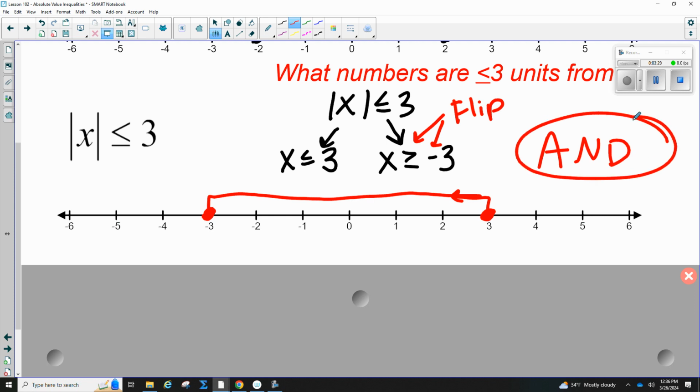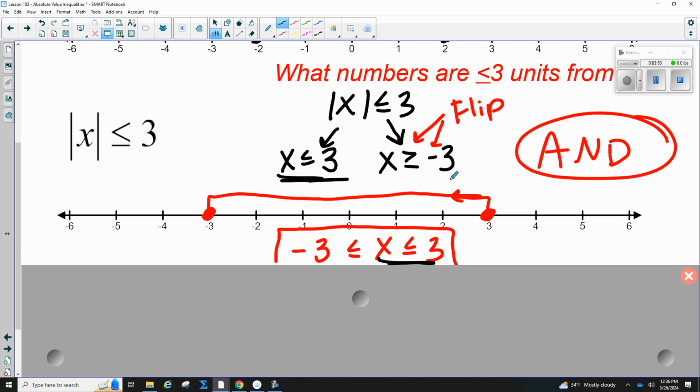And the best way to write this is negative 3 is less than or equal to x is less than or equal to 3. And for an and graph, I would like you to write your final answer where x is in between negative 3 and 3. This says the exact same thing, right? Notice this part of the equation looks exactly the same. We did flip this whole thing. If x is greater than negative 3, negative 3 is less than x. That means the same thing, okay? We just write it as in between.